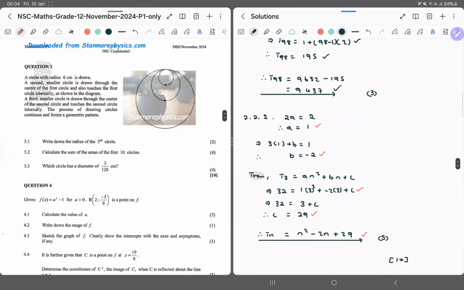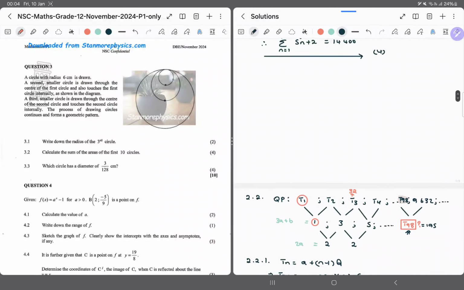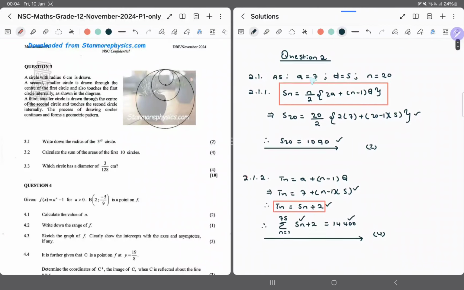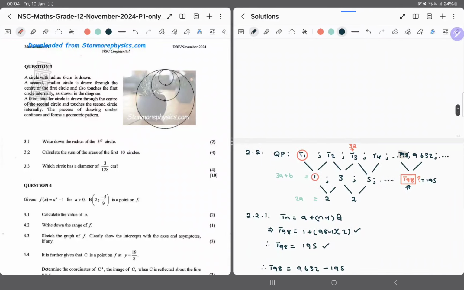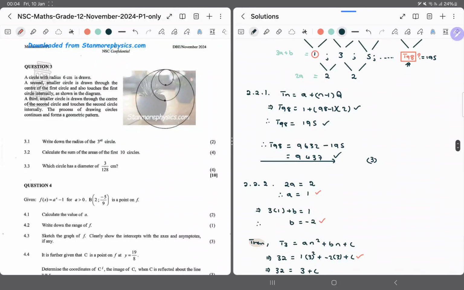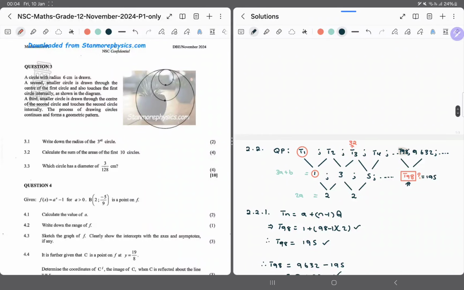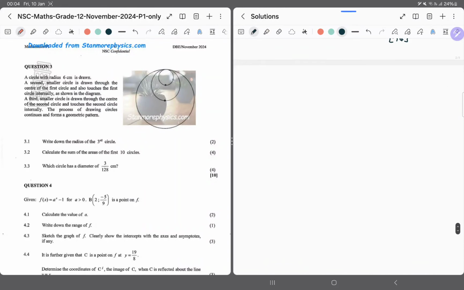So indeed, there will always be a question on the arithmetic sequence and doing the sum, as well as sigma notation, whether geometric or arithmetic. Okay, it's always there. And then we will always have a question on the quadratic pattern. This is from grade 11. So we need to master these as well. So let's get to question 3.